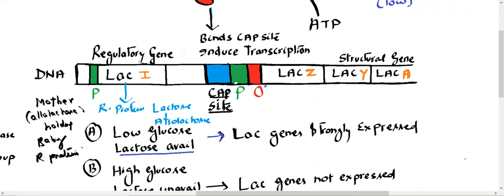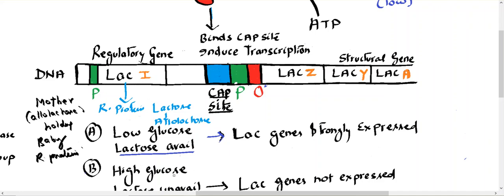So the allolactose is the mother, and allolactose is coming from the lactose, right? Lactose is being acted on by beta galactosidase. So this allolactose will go and hold this repressor protein. So when allolactose holds this repressor protein, the repressor protein cannot go and bind to the operator site. So the operator site is active.